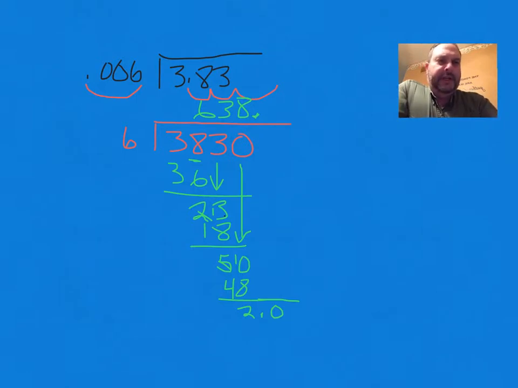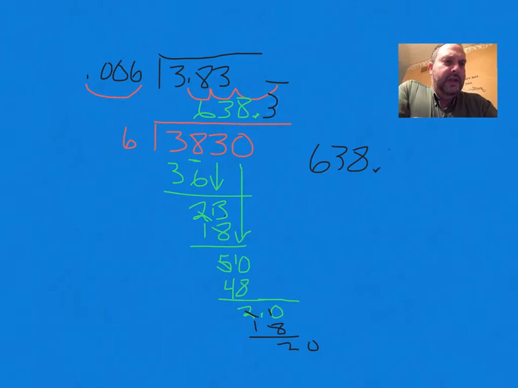6 times 3 is 18. Oh, better not write with blue. 18. We subtract, and we got to borrow, and guess what I see? This 3 is going to repeat. I might as well show you this. So I can write my answer according to my directions as a repeating decimal like that.